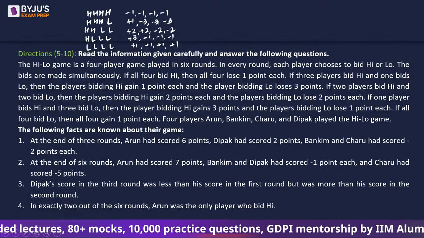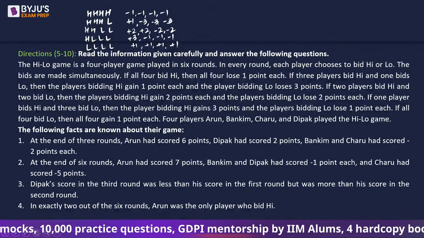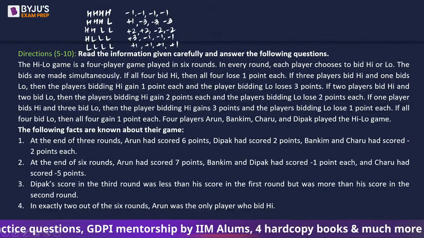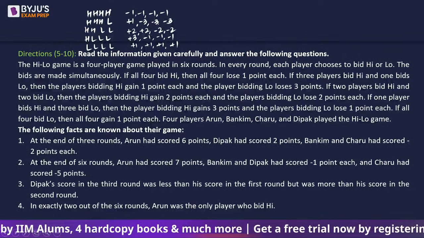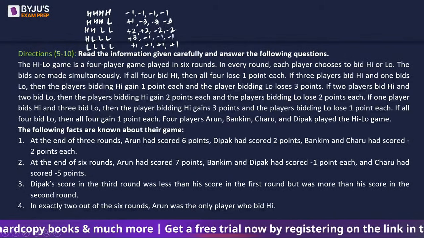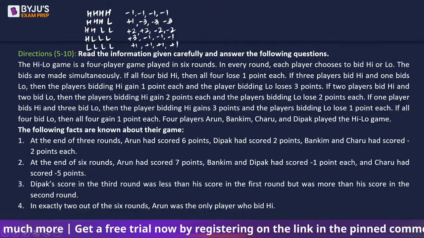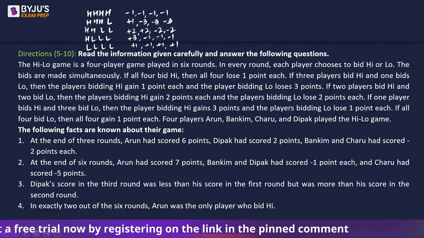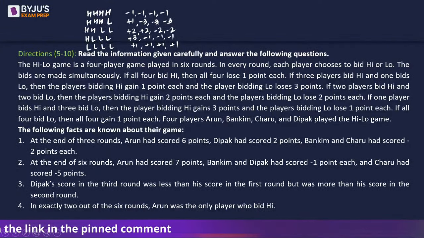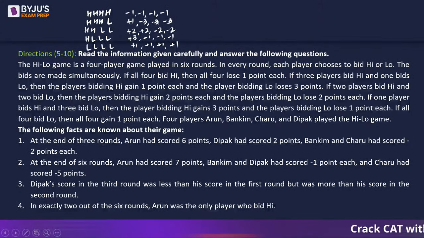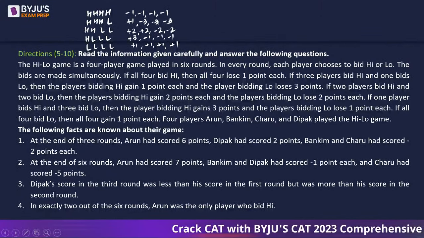Okay, let's quickly reread it and verify. If all 4 bid high, then all 4 lose 1 point each. If 3 players bid high and 1 bids low, then the players bidding high gain 1 point and the player bidding low loses 3 points. It says player bidding low, so har ek ka 3 hoga minus. If 2 players bid high, 2H and 2 low, then the players bidding high gain +2 and the players bidding low lose 2, so -2. If 1 player bids high and 3 bid low, so high wala ka +3 and low wale ka 1 point each reduction, lose. And all 4 will gain 1 point.